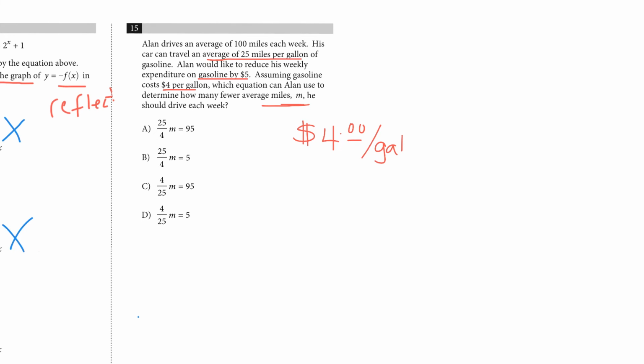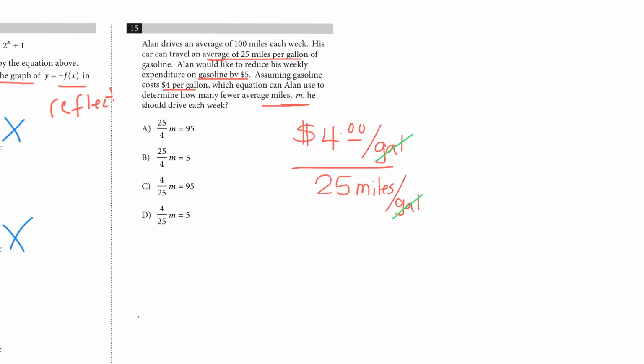That's gasoline cost. And also, we know that he gets 25 miles per gallon. So the per gallon here cancels the per gallon there. So we now have 4 over 25. $4 for every 25. So he's spending $4 for every 25 miles.